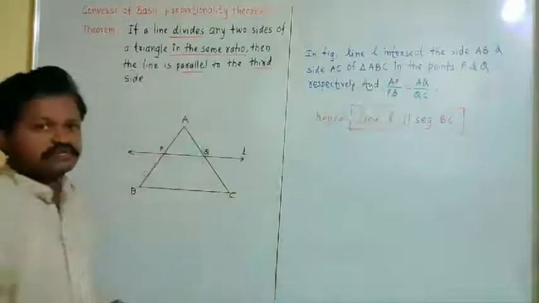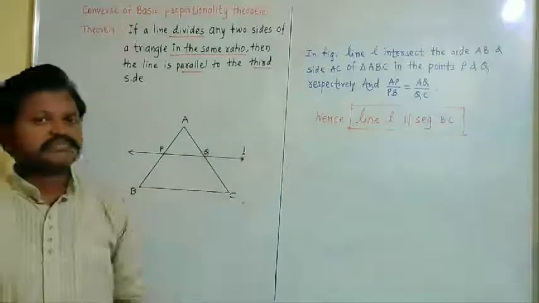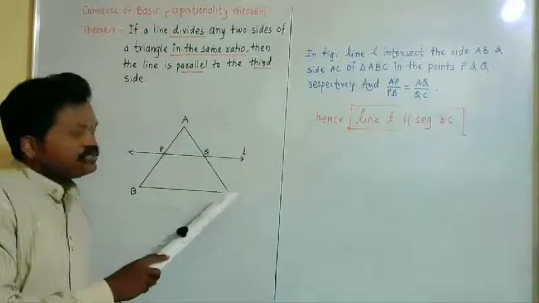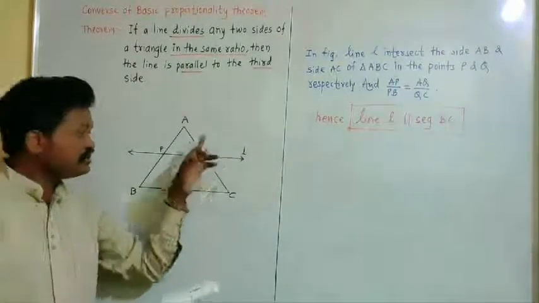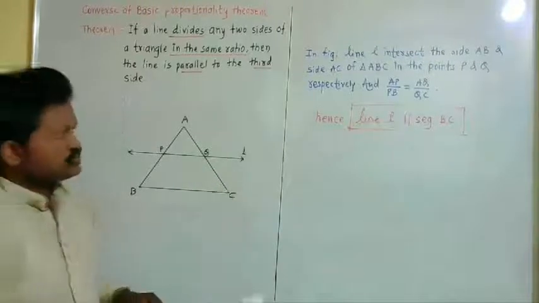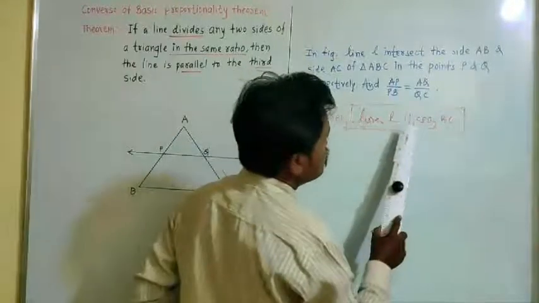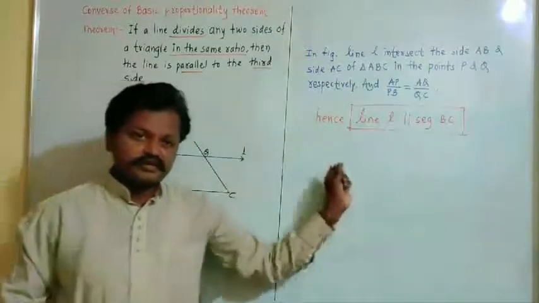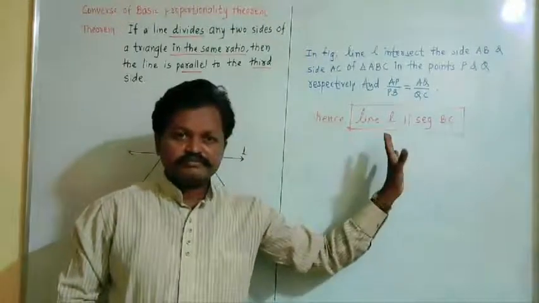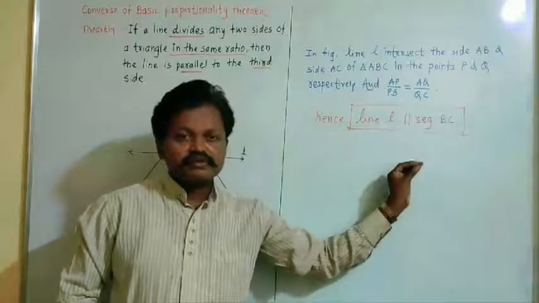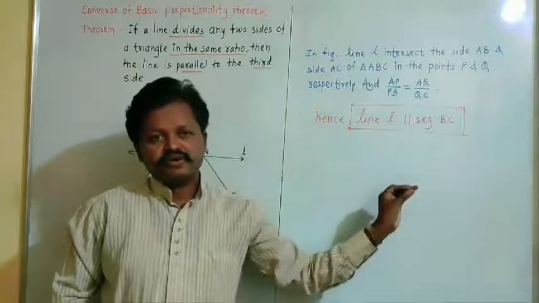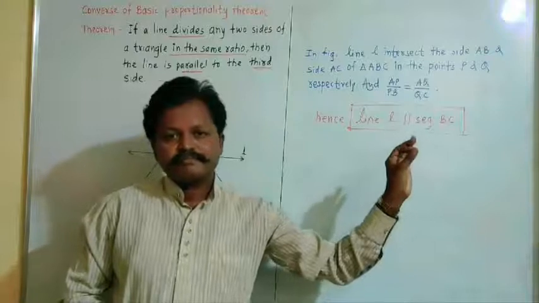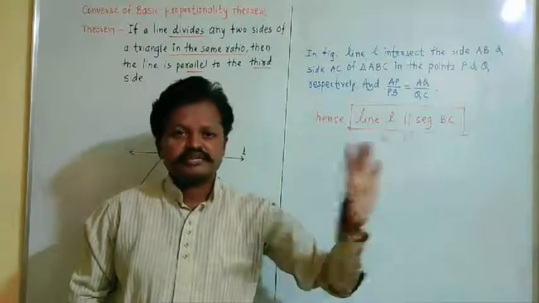If such ratios are equal, then the line is parallel to the third side, that is, line L is parallel to side BC. So we write here, sir, hence line L is parallel to segment BC. So that is the converse of BPT, converse of the basic proportionality theorem.